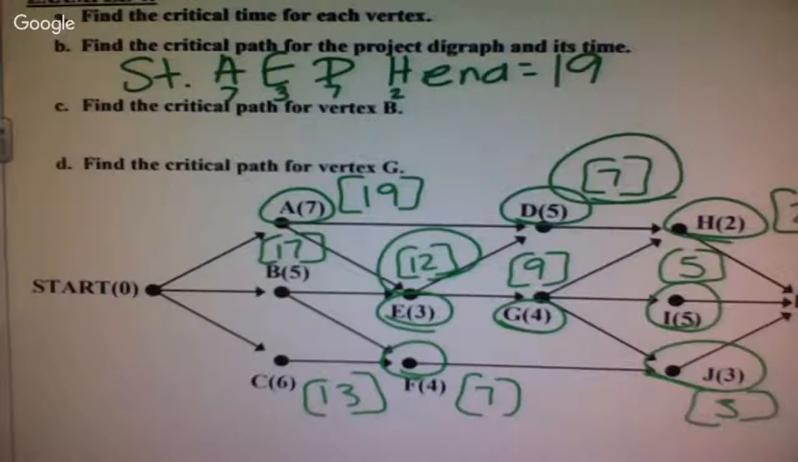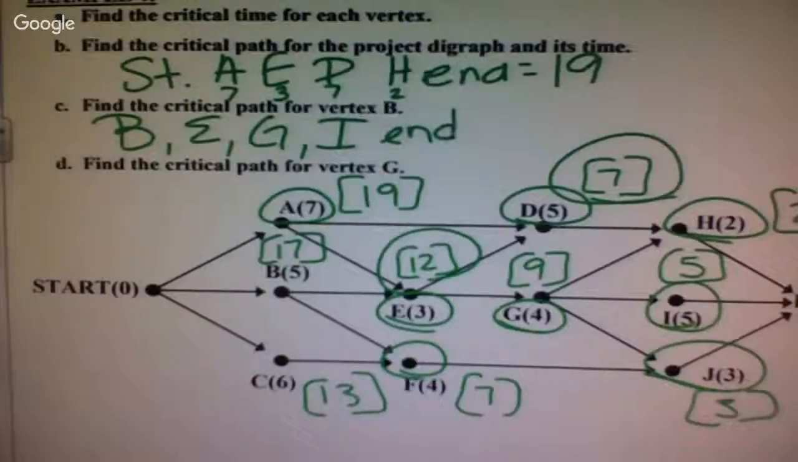Critical path starting at B. What's the biggest way I can start at B and get to the end? B to E. You said to G? Okay, hold on. G to I to the end. So if I add these numbers up, B is 5, plus 3 is 8, plus 4 is 12, plus 5 is 17. As long as I end up with this number, you're good to go.